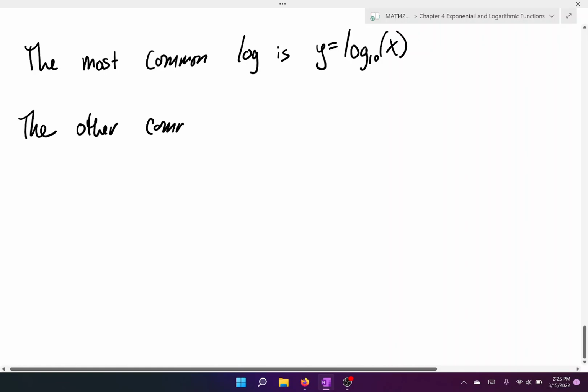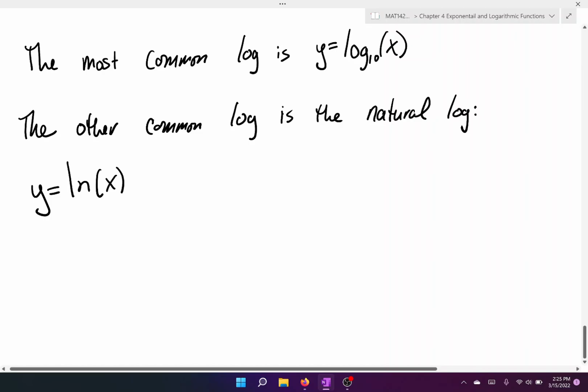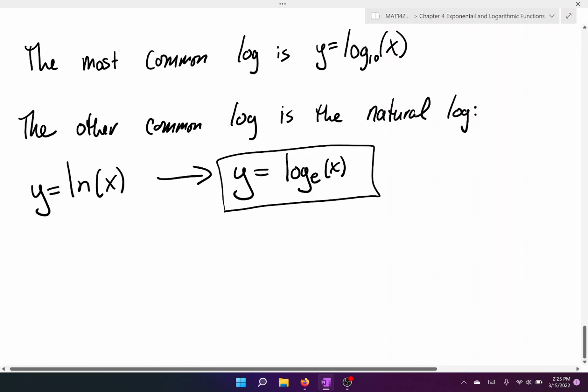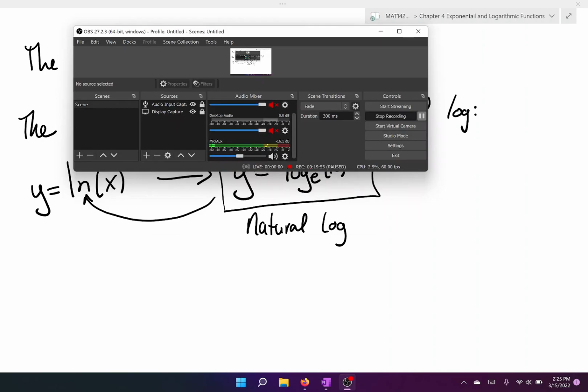The other common log is the natural log. Now, the natural log is the ln of x. And I know we've all seen that before. However, to properly write it out, it's actually log base e of x. So this is the natural log. It's just so special that we abbreviate it with the ln.